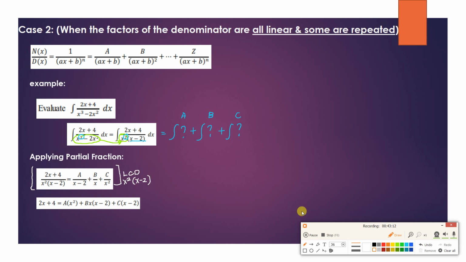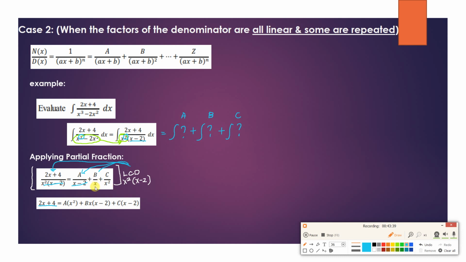So, yung LCD, pag minultiply ko sa first part, magkamukha ito at saka to, cancel. Matitira yung 2x plus 4. LCD, multiply ko kay A, may x minus 2, cancel kasi may x minus 2. May matitirang A times yung natira pang x squared. LCD, multiply ko kay B over x.